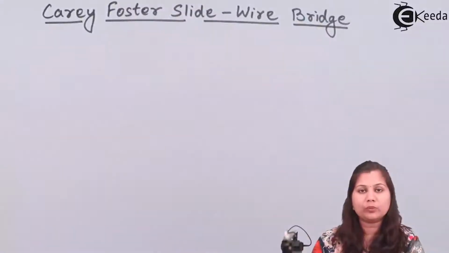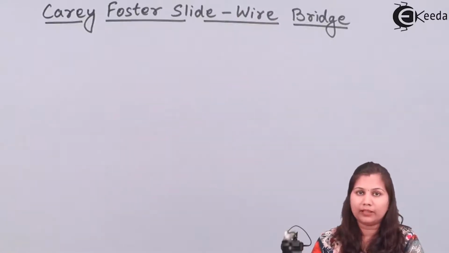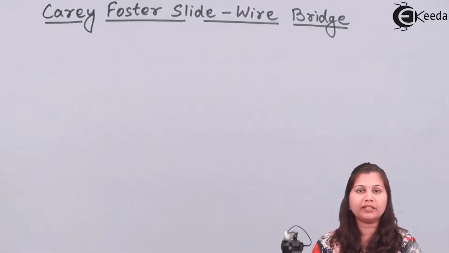The Carey-Foster slide wire bridge is used for the measurement of resistances which are nearly equal in their values. This Carey-Foster slide wire bridge is just like the Wheatstone bridge, in which we have 4 arms, and in the 4 arms we have the 4 resistances. The Wheatstone bridge is said to be balanced when the galvanometer shows null deflection, and when the bridge is balanced, the ratio of the resistance arms, that is P by Q, is equal to R by S.